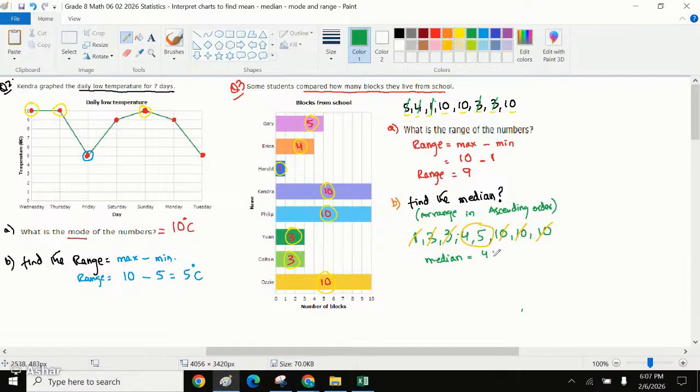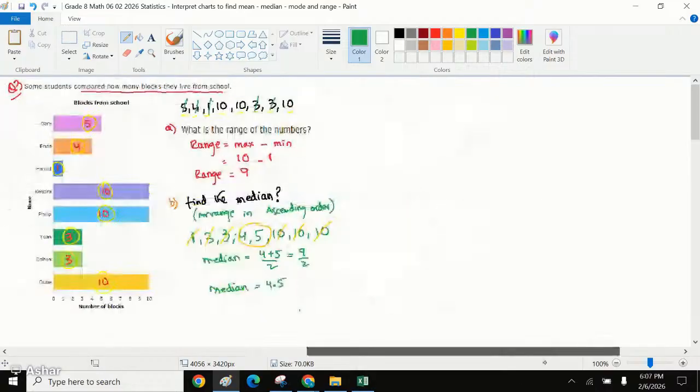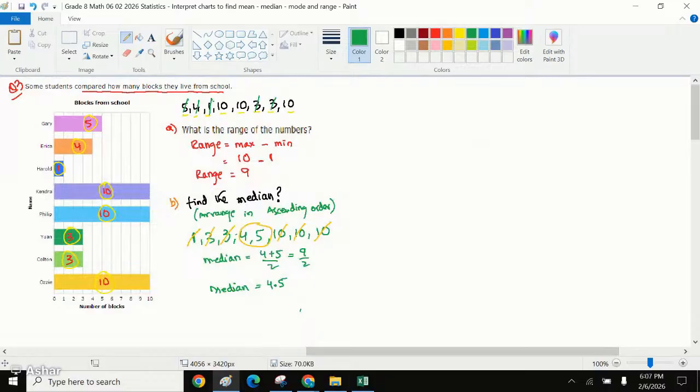How do we find the average? Divide by 2, that is 9 divided by 2. And the median score comes out to be 4.5 blocks. Okay, do we agree? So let's say if they would ask us another part, they would say, find the mean. And we know that mean means the average. That means we add all the numbers together.